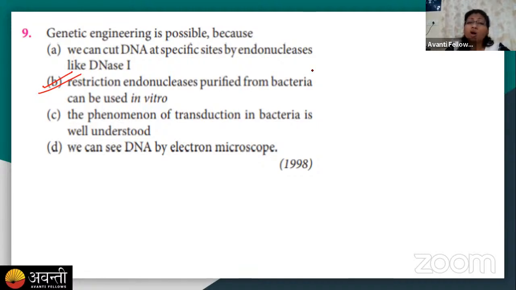Yadagiri, you have marked option A. See, beta, we can cut the DNA at specific sites by endonuclease, like DNase 1. It cannot be the correct answer. We can cut the DNA, right? But it is working in vivo condition, right? And in vivo condition, we cannot have any control. So we want something which can be done in vitro, right? Because some of the steps require our manipulations, right? Some of the steps require control. So that is why we are looking for the enzymes which are able to work in vitro condition. Is it clear to you, beta?